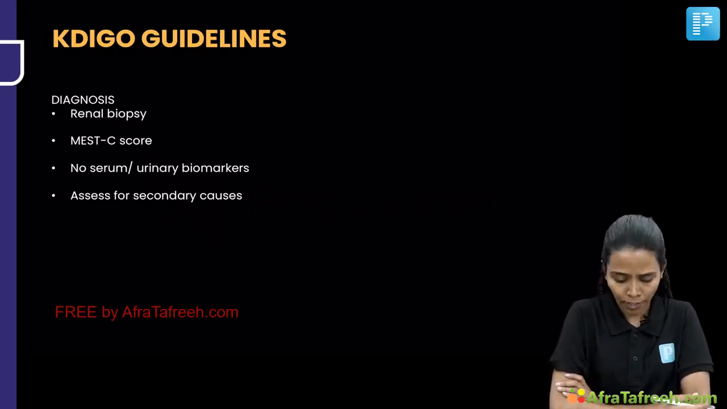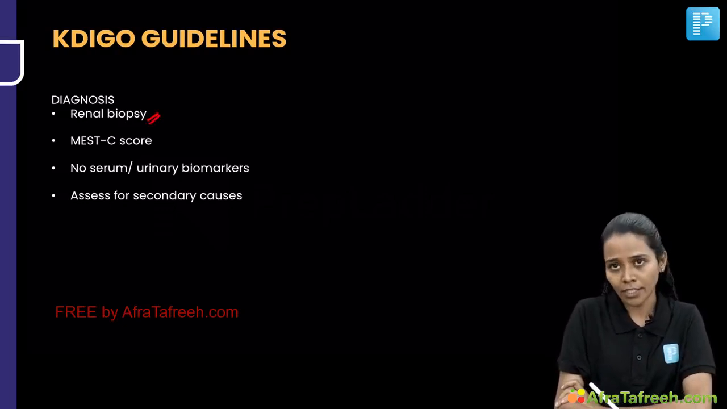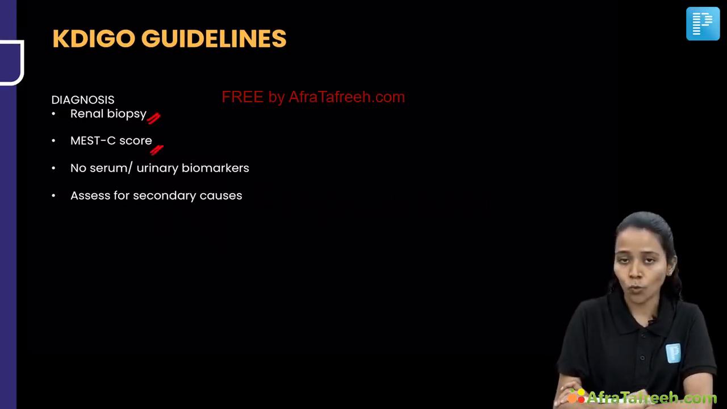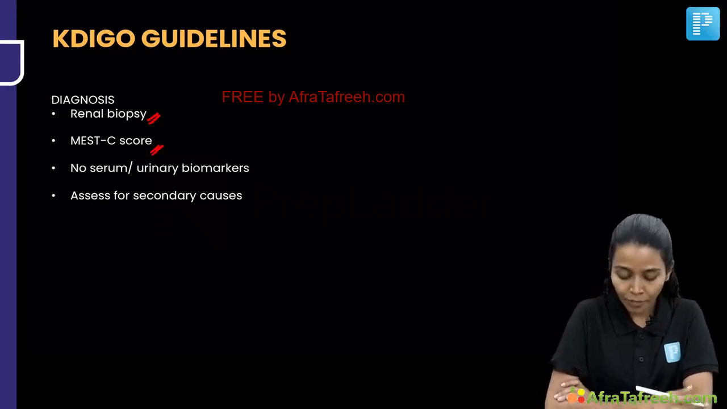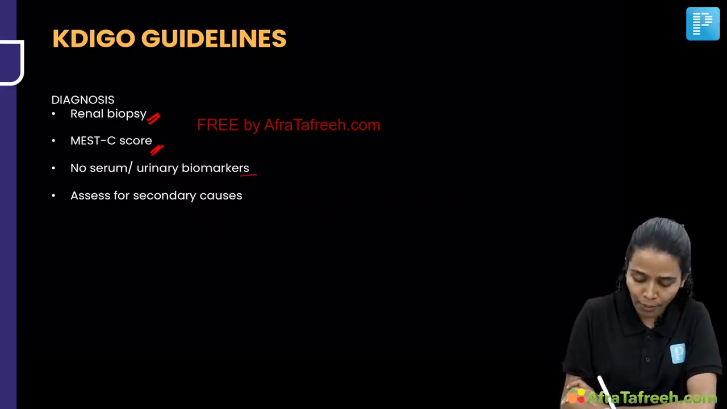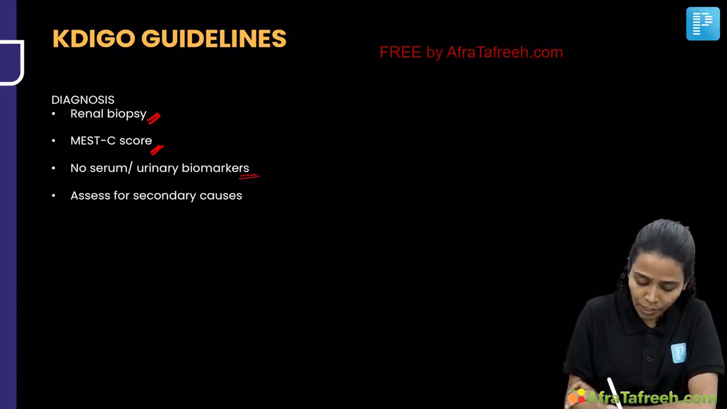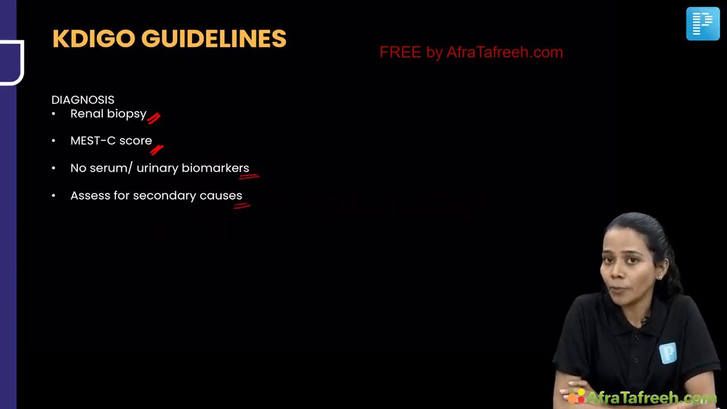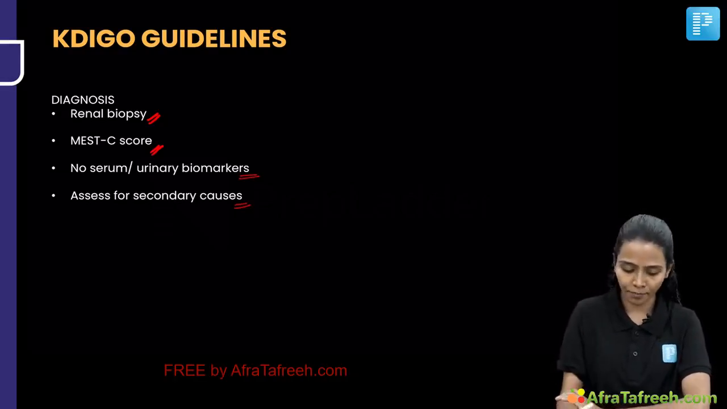Now coming to the KDIGO guidelines. Renal biopsy is indicated in all patients suspected to have IgA nephropathy. MEST-C scoring should be put in the pathology once the biopsy is done. There are no serum or urinary biomarkers to detect IgA nephropathy. So serum IgA levels do not help us in identifying IgA nephropathy. And always we have to assess for secondary causes. Might be rheumatologic, might be gastrointestinal, might be hepatic, infections, malignancies, like I already discussed.